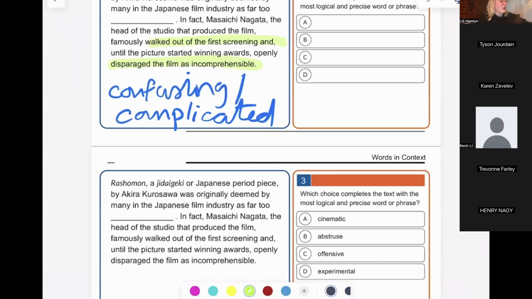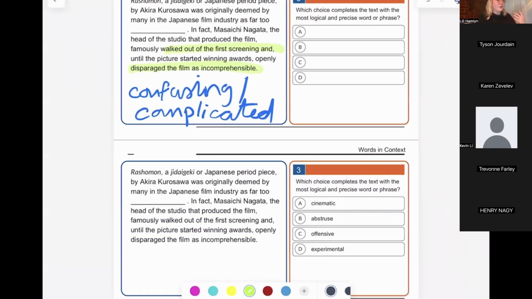All right, so now we can reveal the answer choices. What do we think we can eliminate in this case? So give me the elimination. A and C. A and C, exactly. Cinematic does not mean confusing or complicated. Offensive is also not right. So we're picking between abstruse and experimental.